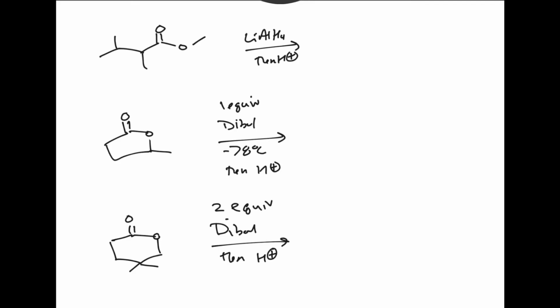Again, this is not a topic we can super dress up. So first one, we're just turning our ester into a primary alcohol. Everything on the carboxylic acid side comes along, and you make your alcohol.